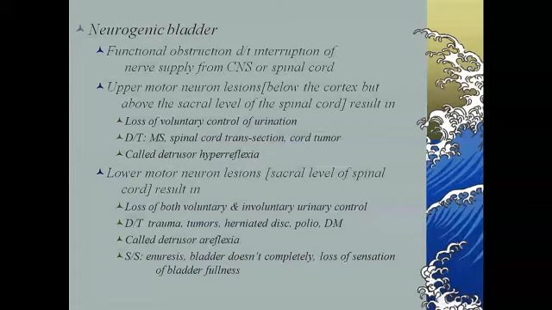There's a table on page 744 that lists the types of incontinence and neurogenic bladder information. So you need to look at those.